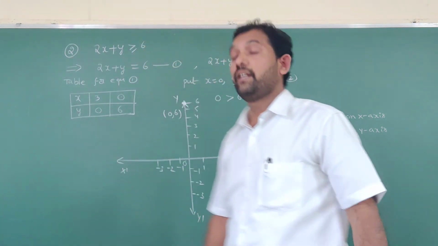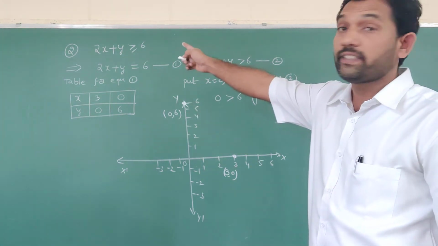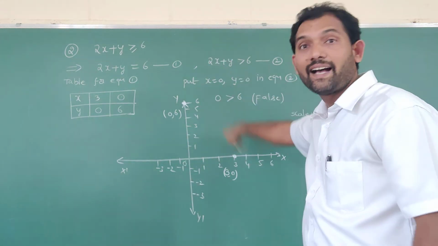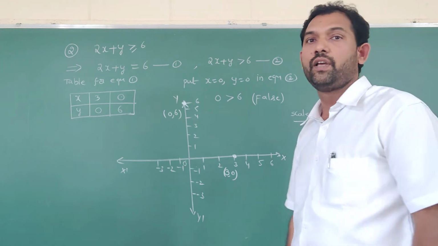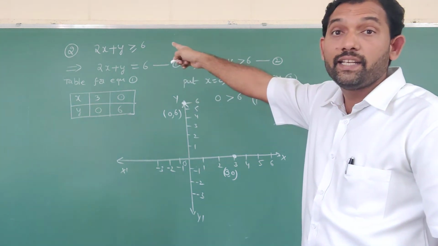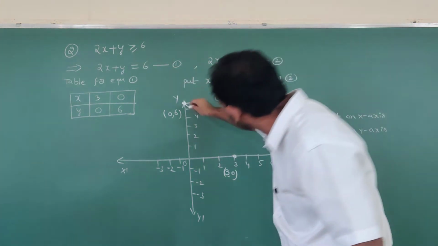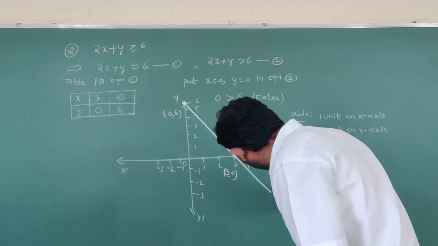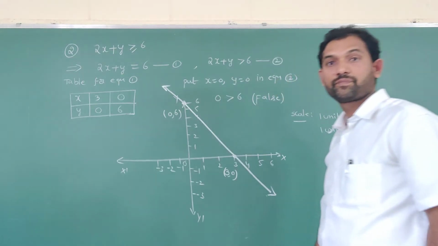How? Take a scale and join. Equal is there, which means you have to draw a dark line. Take point number 2. What is given? The inequality greater than or equal is there. Equal is there, so you have to take a dark line.